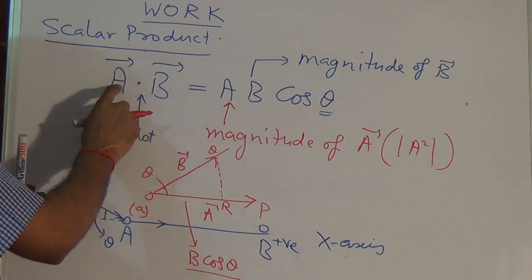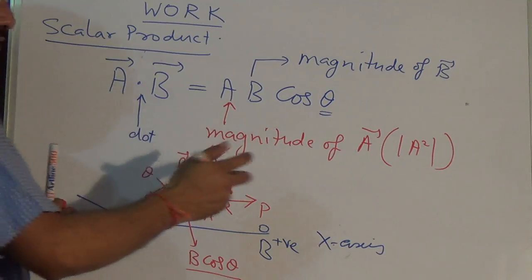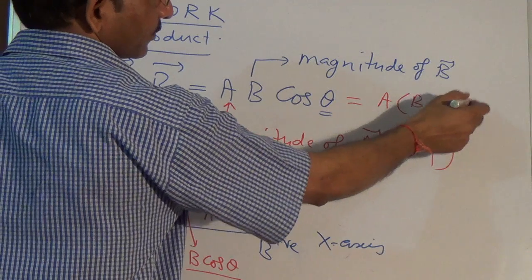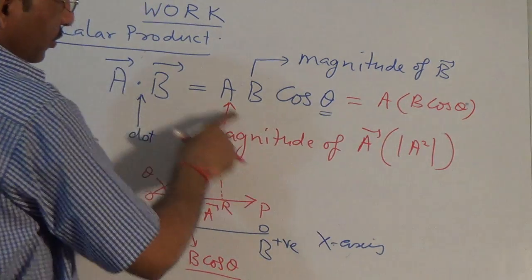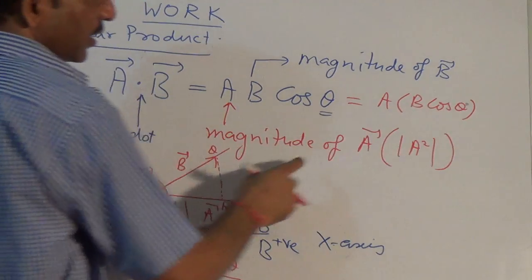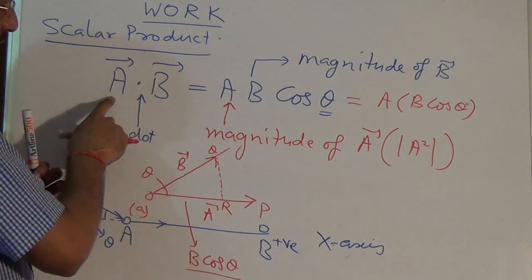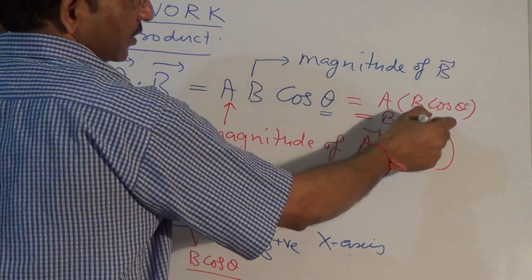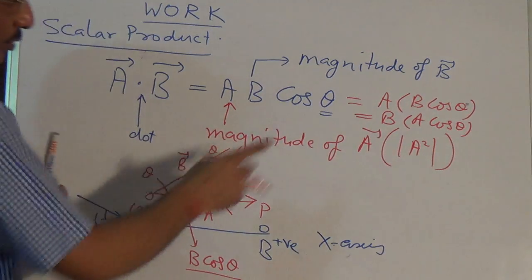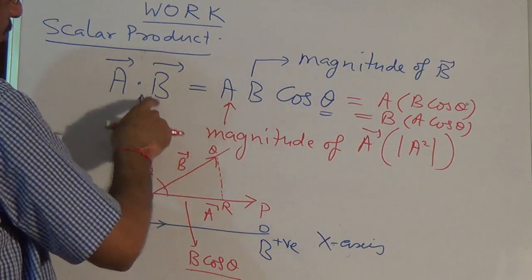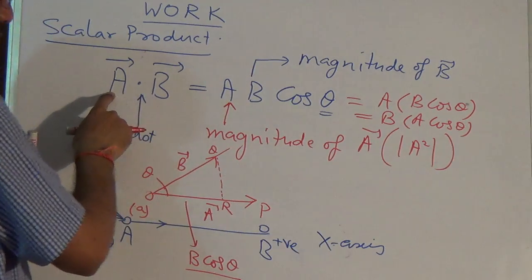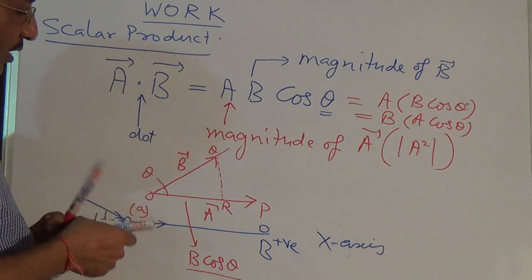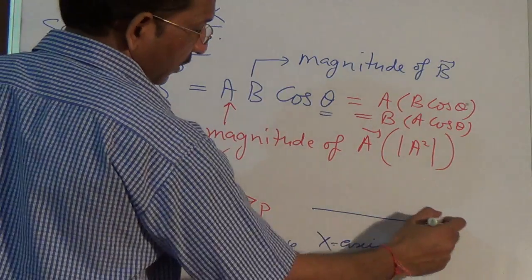So you can write this scalar product A dot B is equal to AB cos theta in this way also: A times B cos theta. It means A is the magnitude of vector A and B cos theta is the projection of vector B along the direction of A. The other way is you can write B times A cos theta. Right now B is the magnitude of vector B, and A cos theta is the projection of vector A along the direction of B.